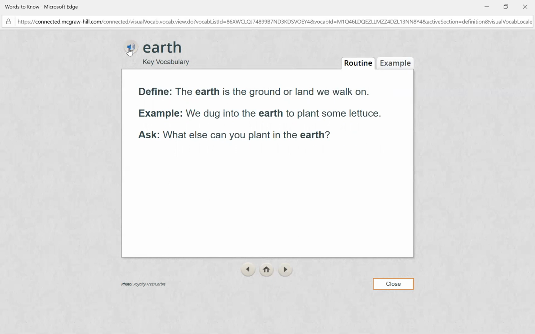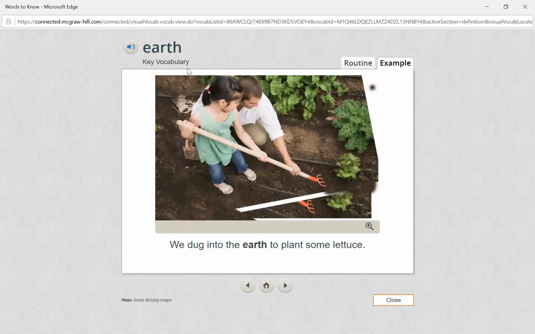So the earth is actually all around us. It's the ground and land that we walk on. So thinking of the example, let's listen to the example again.